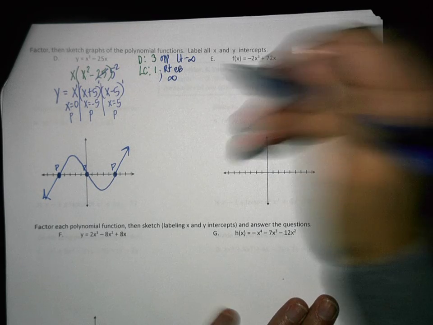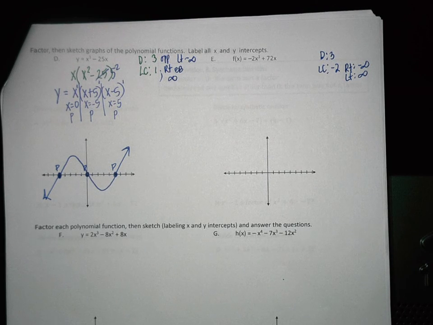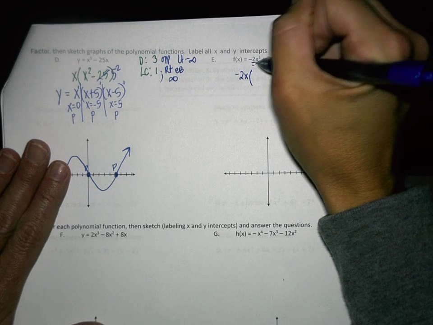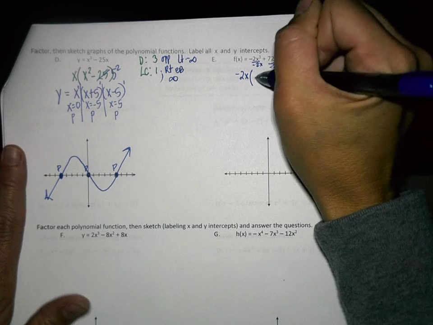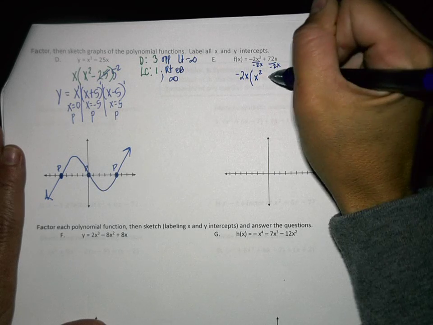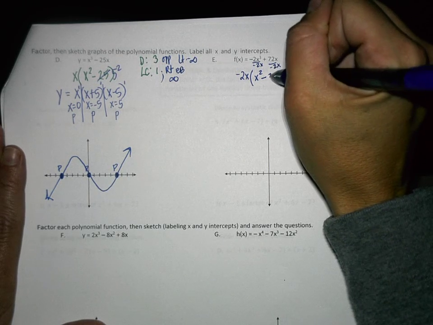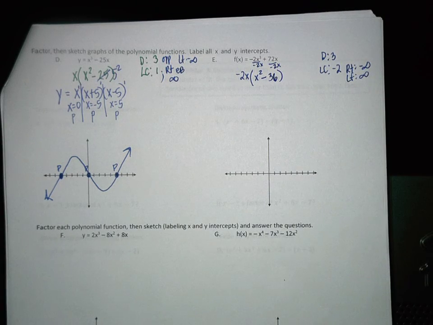Okay, so you said factor out a GCF. What is my GCF? Negative 2x. Okay? So we're factoring out a negative 2x. When I do that, I divide each of these by negative 2x. And what am I left with? X squared minus 72 divided by 2 is? 36. Okay. 36, is that a square? Yes, it is. 6 squared.